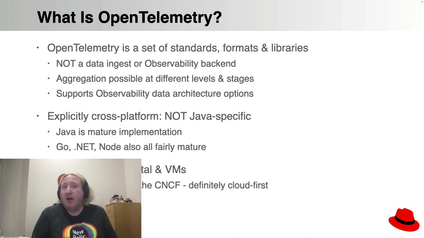There are others for all of the major languages you can think of at different levels of maturity. So Java is a very mature implementation. We also see things like .NET and Node and Go are all fairly mature as well. Other languages, Python, Ruby, PHP, Rust, are at varying stages of that maturity life cycle. Now, it is possible to get OpenTelemetry to work on top of bare metal or just in VMs, but there is no getting away from the fact that it is very definitely a cloud-first sort of technology. And the CNCF have fostered this, and they are in charge of the standard.